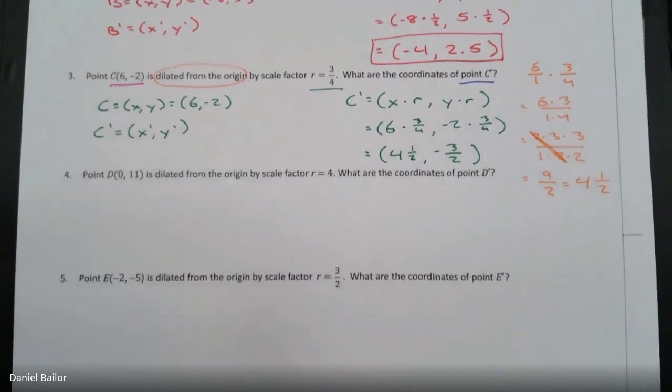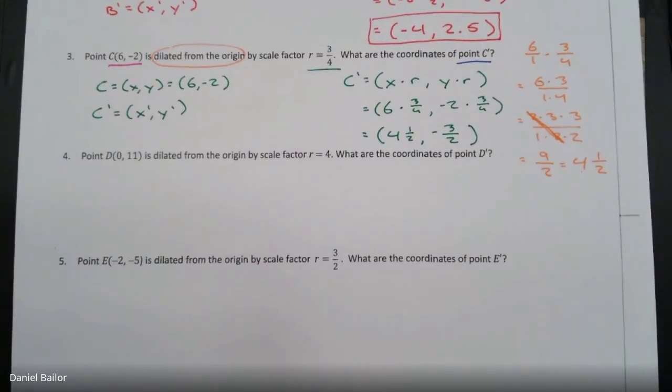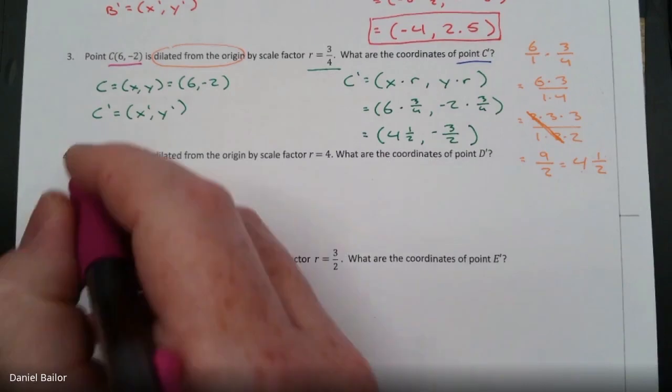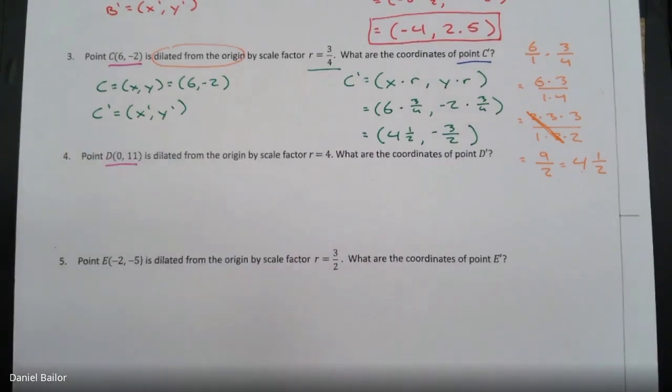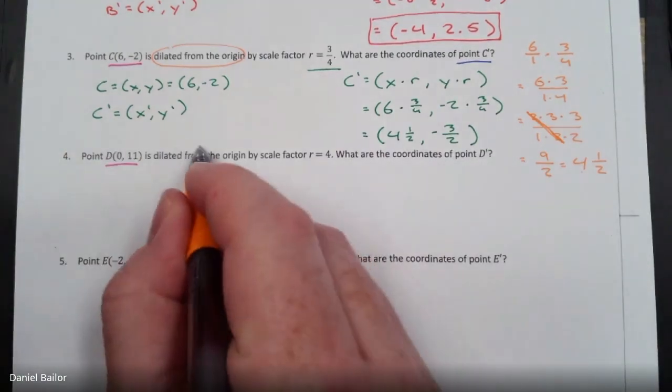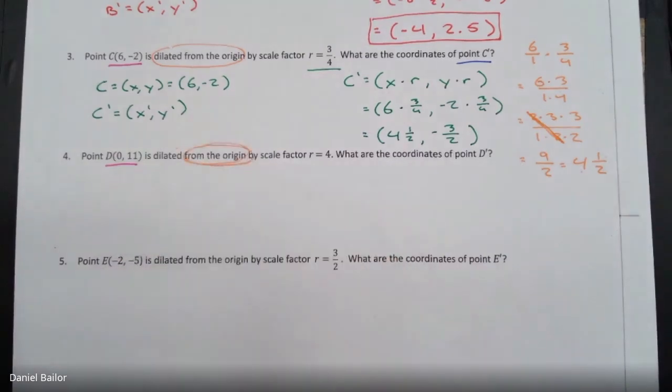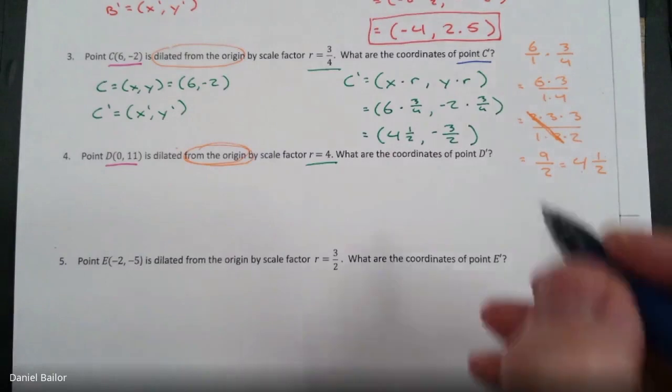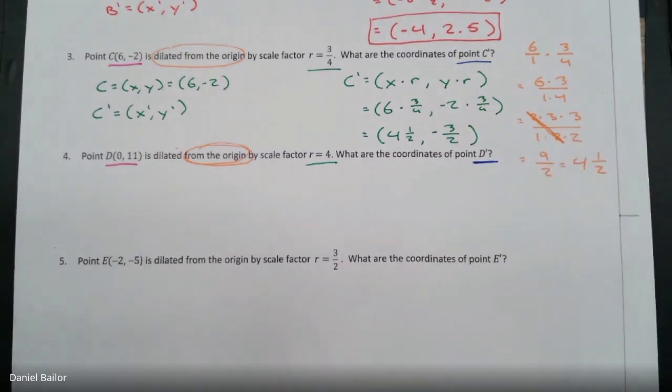Okay, let's look at number 4. Some of you are probably already done with number 4. We have point D, which is 0, 11, dilated from the origin. Scale factor r equals 4, and we need to find D prime. So let's go to work.